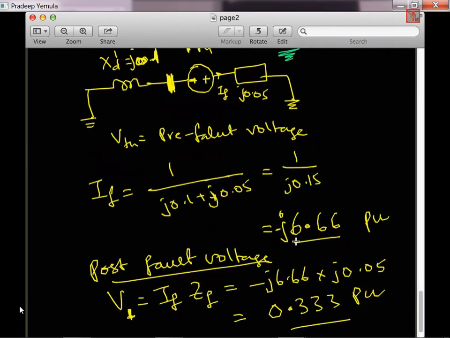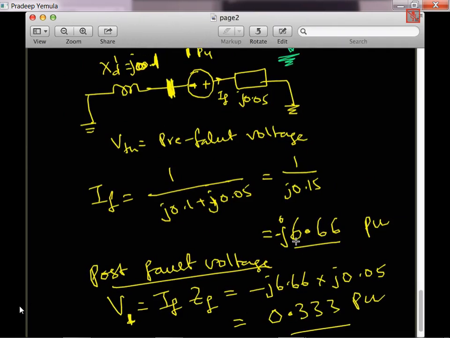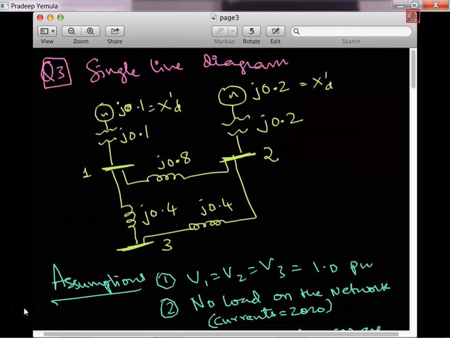All right. So now let's go back. We once again revisited the same question, and now we are asking: what if there is a fault at bus 1? What is the fault current? What if there is a fault at bus 2? What is the fault current? And what if there is a fault at bus 3? What is the fault current? Like that we try to analyze.